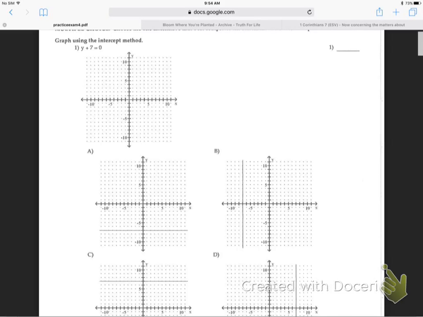All right, let's start cranking through it. So, question number 1. Let me know as we go. Hopefully we'll have time to hit them all. Number 1. We're supposed to graph using the intercept method.